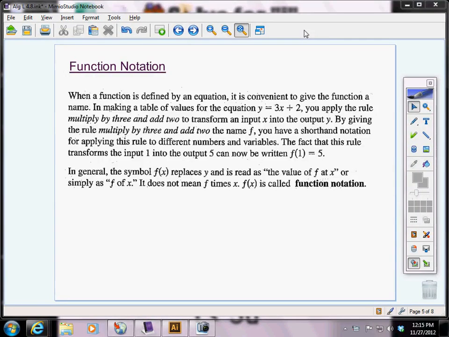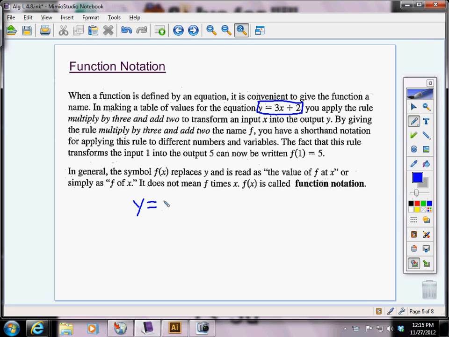When we talk about function notation, what function notation allows us to do is name different equations, or specifically functions. Okay? So don't get caught up in all the words I have listed here. I want to focus on a couple things. Okay? Let's look at this equation here.